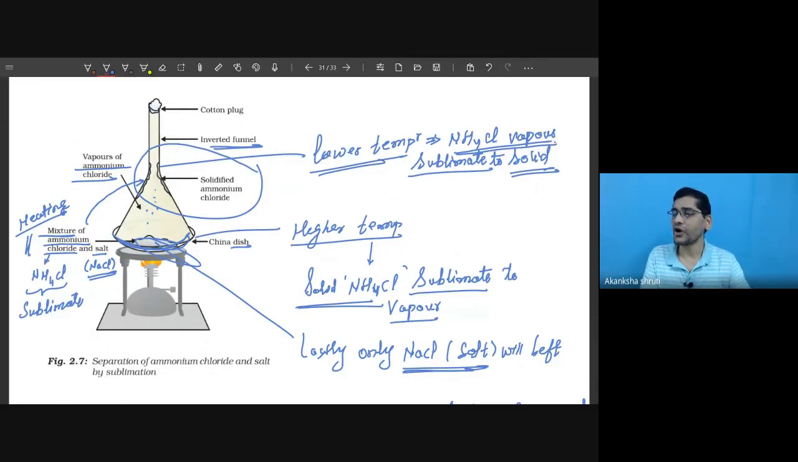Not at any temperature. The temperature is maintained so that only one of the components gets vaporized. If your heating is too much, it is possible that the sodium chloride may also get converted into liquid, the melting may occur. So it is observed carefully that the temperature where this vapor formation occurs, that temperature is maintained.